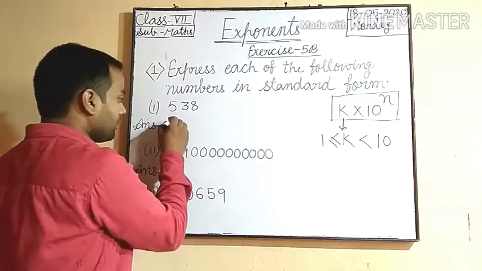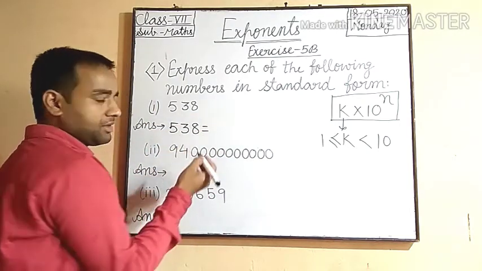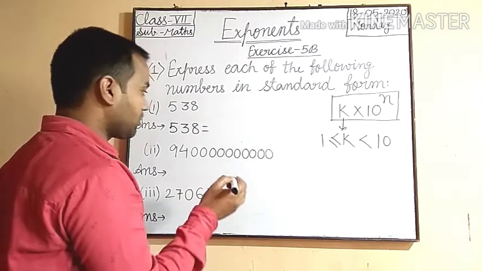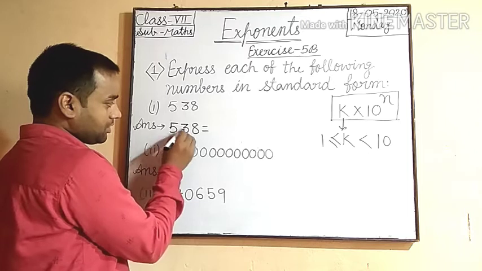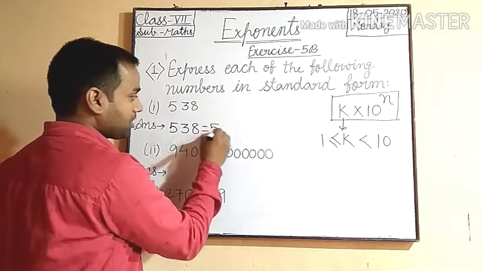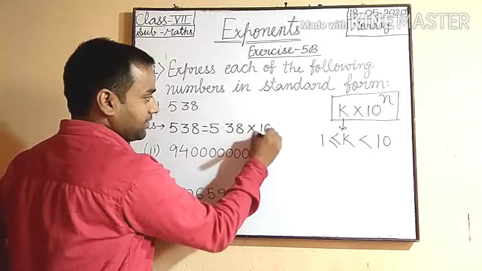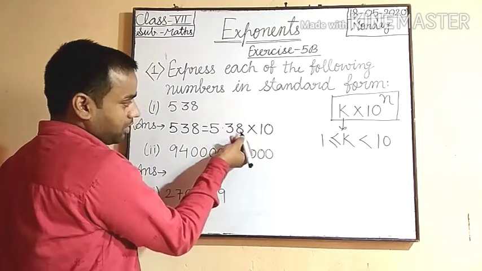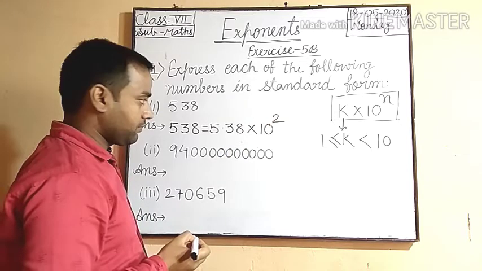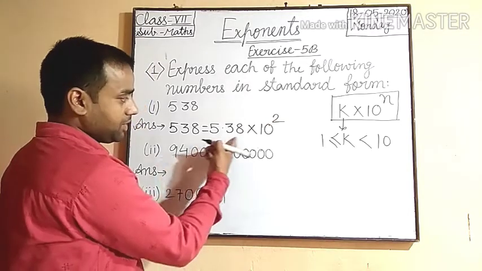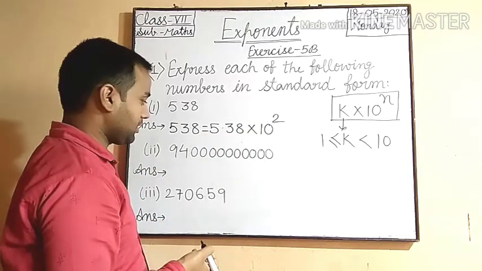And n is a positive integer. So convert 538. Here write k between 1 and 10 or equal to 1. So we put the decimal after 5, 5.38, into 10 power of 2. Here write 2. K is between 1 and 10, and n is a positive integer.